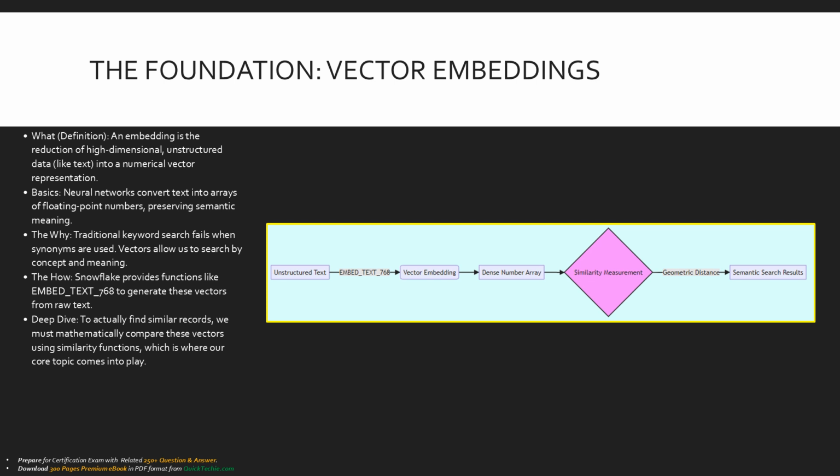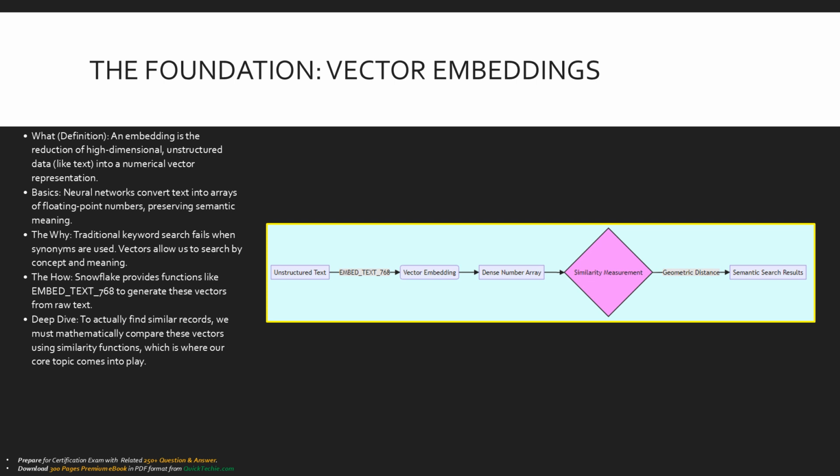Because traditional keyword search is brittle. If a user searches for laptop but your database says notebook computer, a keyword search fails. However, modern neural networks place semantically similar concepts close to each other in a geometric space. By converting text to the Snowflake vector data type, we enable our database to understand semantic meaning. But having the vectors is only half the battle.